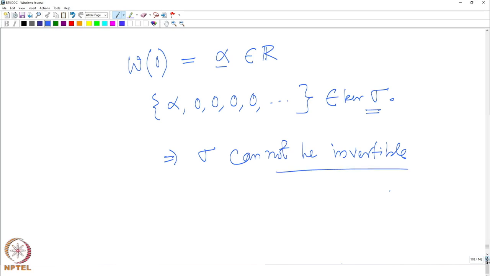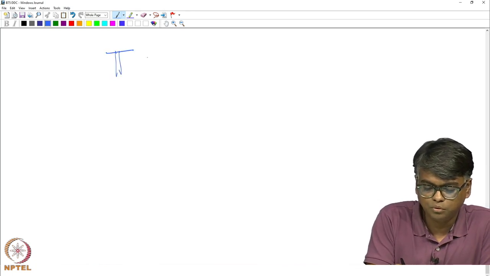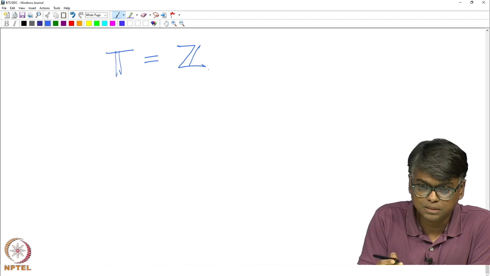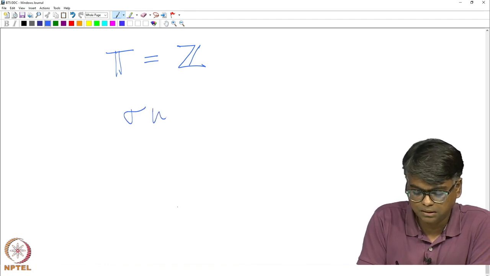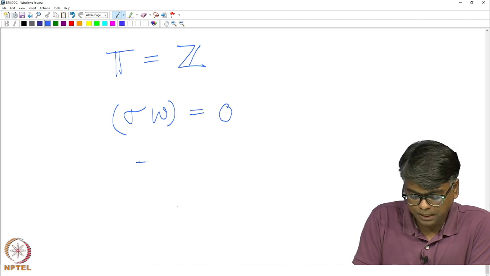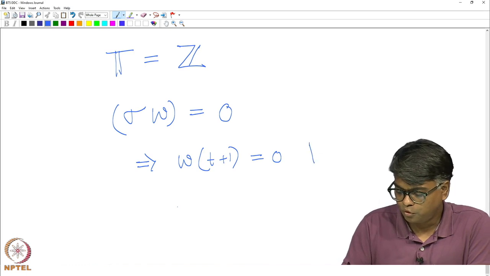So, sigma inverse does not exist. Now, compare this situation with the case when we have T equal to all of Z, and there, if we once again write down the same equation, that sigma W is equal to 0, that would imply W at T plus 1 is equal to 0 for all T.